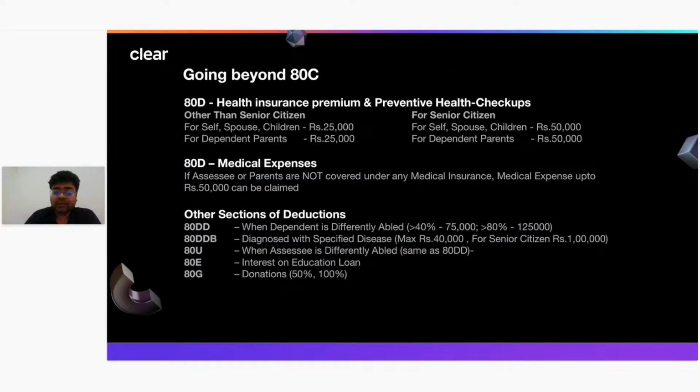Now, going beyond 80C. Beyond 80C, you can save taxes under 80D, which is the second most popular category for saving taxes. Section 80D actually talks about health insurance premium paid and preventive health checkups.